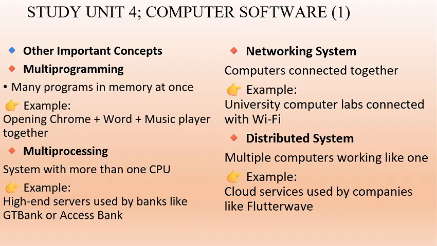So distributed system: multiple computers working like one. I've talked about multi-programming, many programs in memory at once. Multiprocessing, a system with more than one CPU. Networking, computers connected together. While for the distributed system, multiple computers working like one.